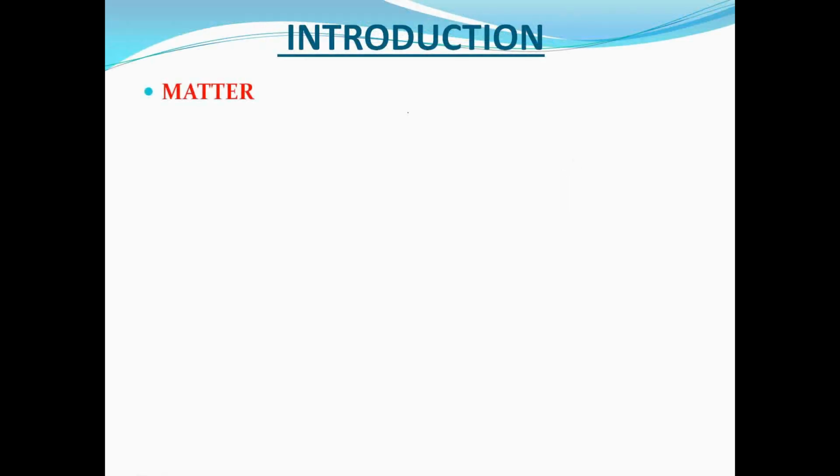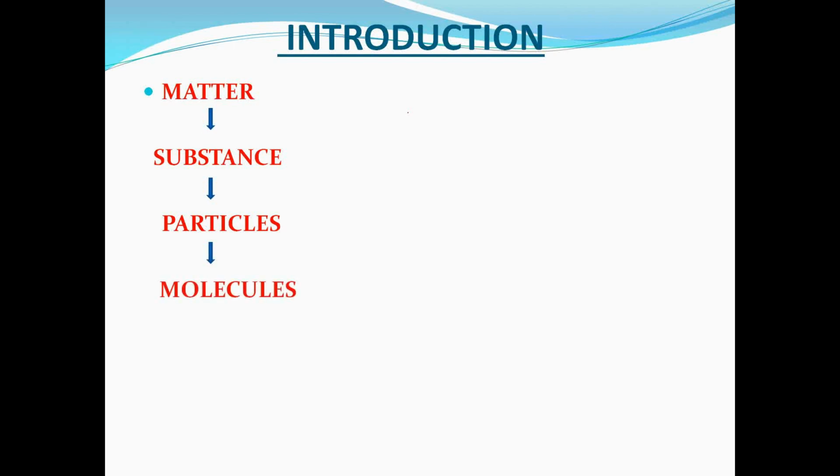In class 9, you have learned that every matter around us is made up of some substances. These substances are made up of small particles, and these different particles are made up of invisible molecules of the same or different elements. The size of these molecules is in the range of nanometers, that is 10 to the power minus 9 meter.